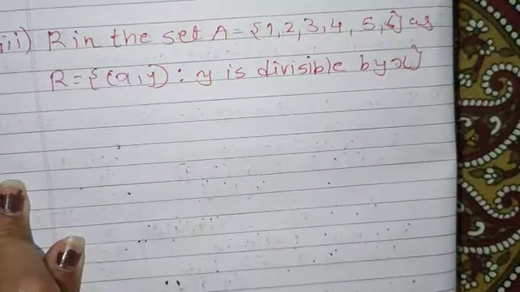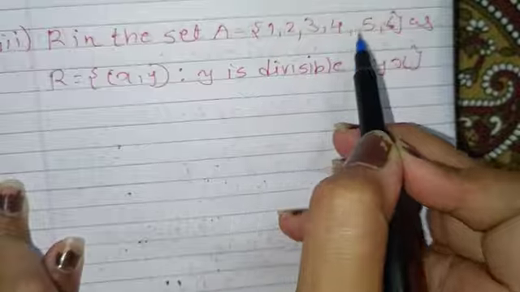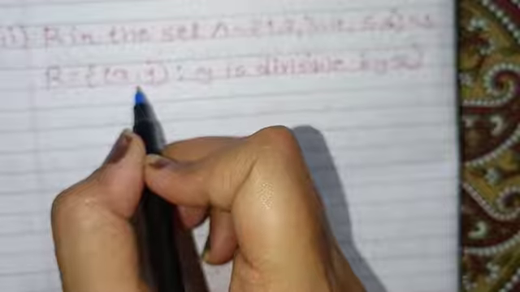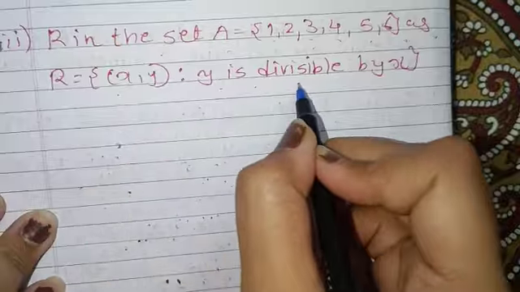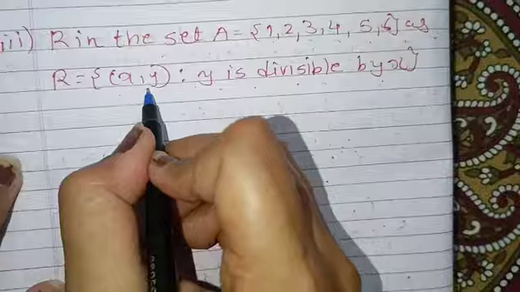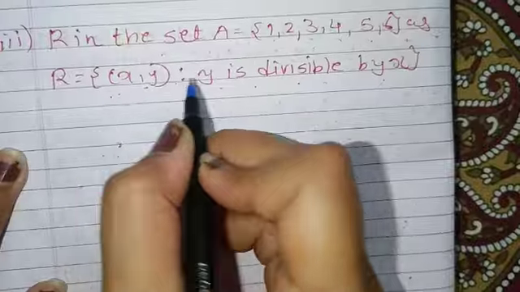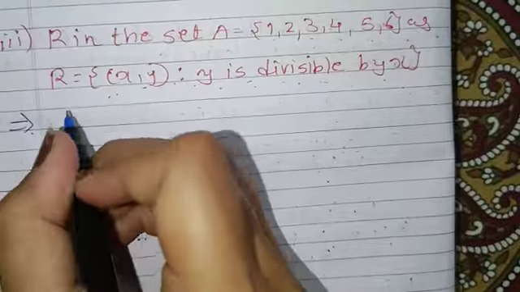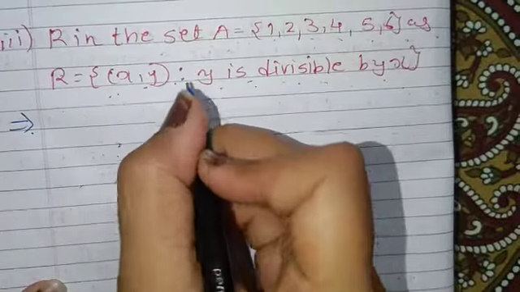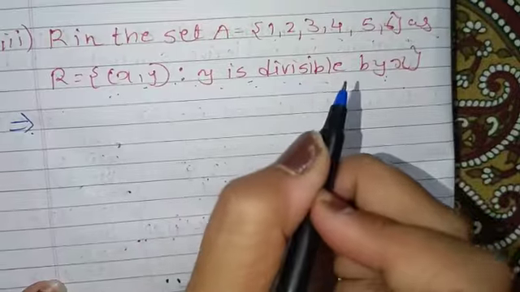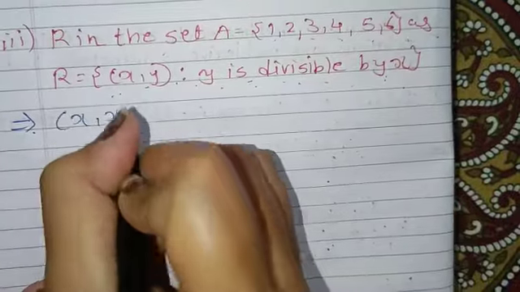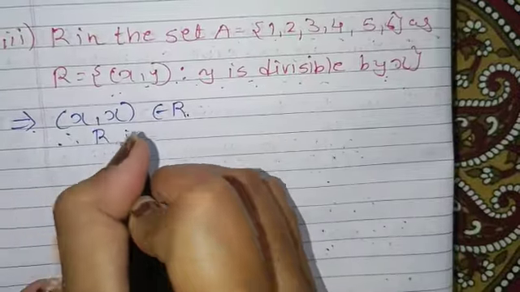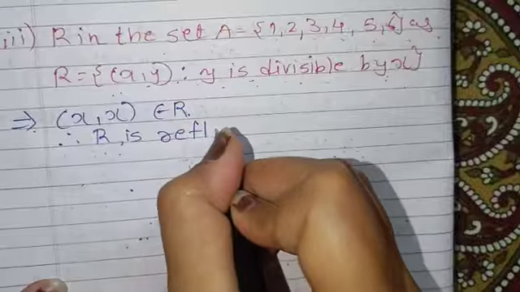Next, question number 3: the relation R in the set A equals {1, 2, 3, 4, 5, 6} is defined as R equals {(x, y): y is divisible by x}. First, for reflexive, we know that any number x is divisible by itself, that's why (x, x) belongs to R. Therefore, R is reflexive.